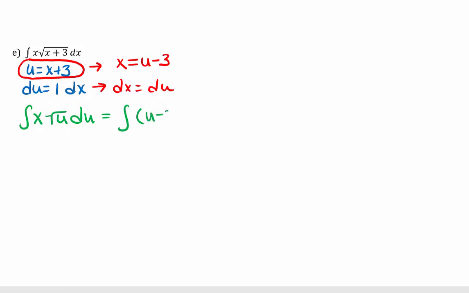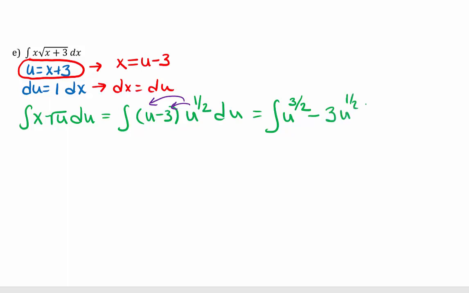So x is u minus 3. And then I think I'm going to change that square root to a 1/2 power. Now my integral has one variable only, has u's only. There's no product rule for antiderivatives, but now that I've done the substitution, I can actually distribute the u to the 1/2 and get rid of that product. To distribute, we add the exponents, so u to the 1 times u to the 1/2 would be u to the 3/2. And then I have a minus 3 u to the 1/2.